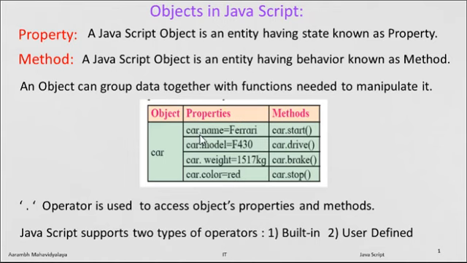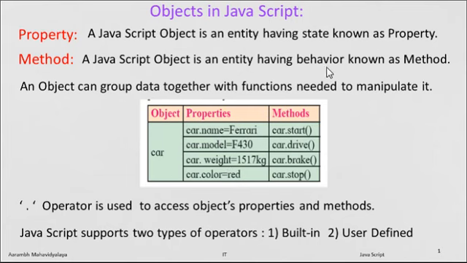Now here we have used a dot to separate the object and the property. This dot operator is used to access an object's properties as well as methods. Okay. Here first of all you have to specify the object. After that you provide the dot and then the property. After that you have to give the value of this property. Clear? These are the properties.